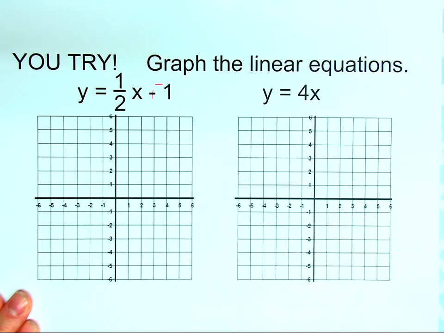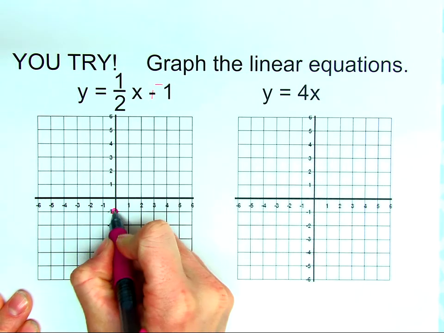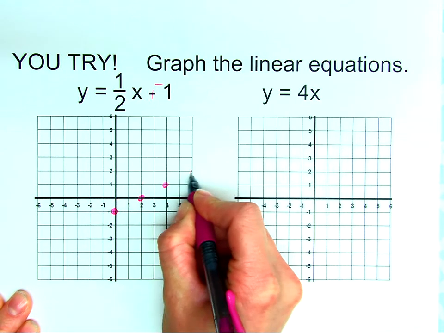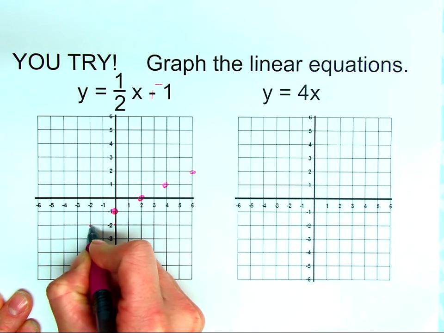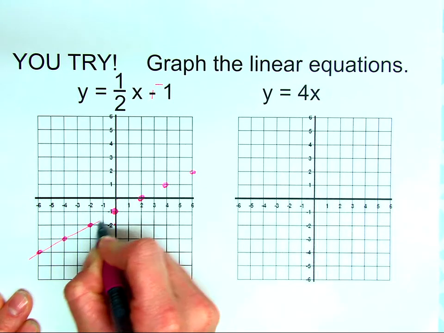So my y-intercept for this first one is a -1, and I rise 1 and run 2, making a positive slope. Okay, or I could rise by going down 1 and then back to the left 2 to make a positive 1/2 slope.